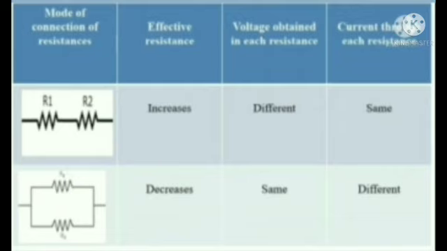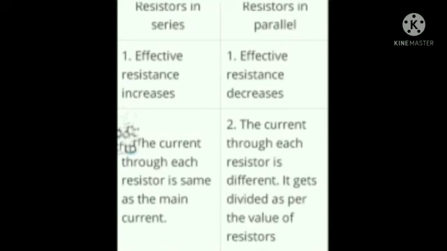We can write this sentence-wise. We can write in this way: resistors in series, resistors in parallel. Effective resistance increases, effective resistance decreases. The current through each resistor is the same as the main current in the case of series. But in parallel, the current through each resistor is different. It gets divided as per the value of resistors. That is, I is equal to I1 plus I2.